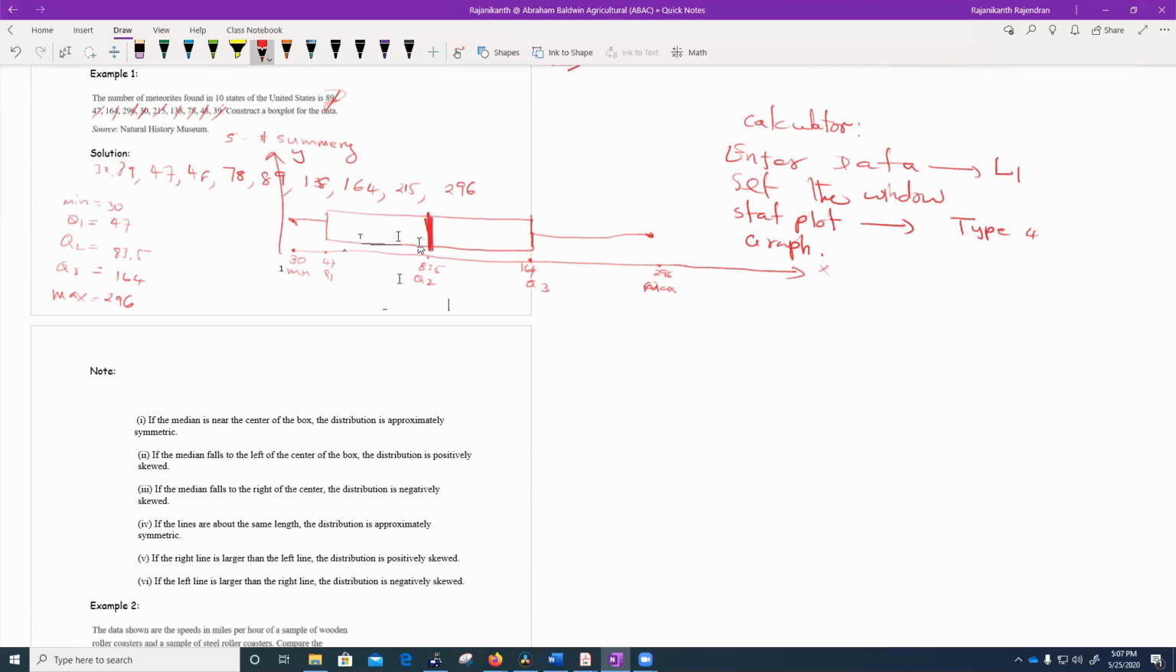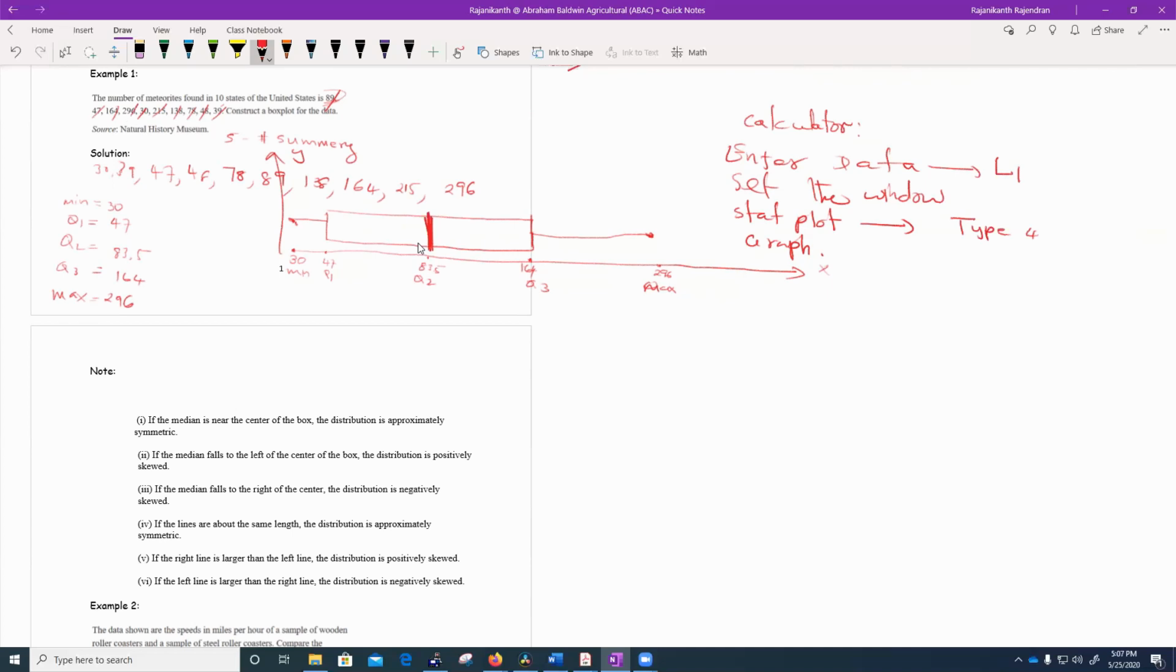What are those? If the median is very close to the center of the box, if your median line is very close to the middle of the center, that means what? That means your data points are distributed symmetrically. Okay, or the distribution is approximately symmetric.